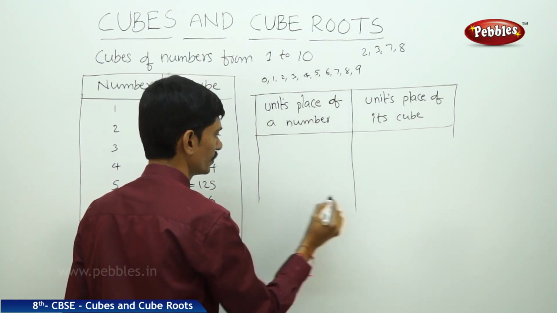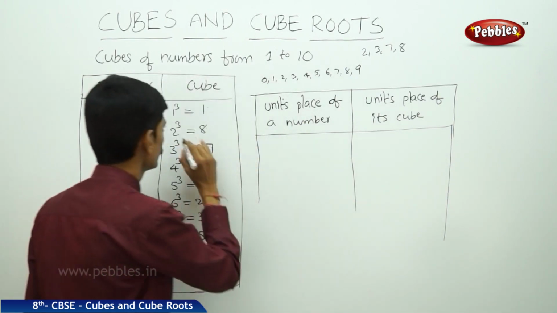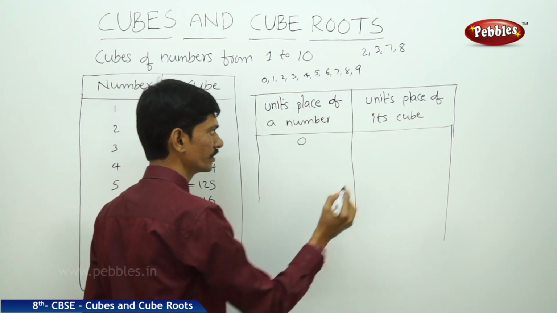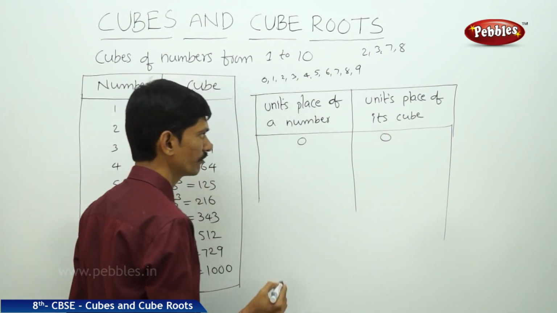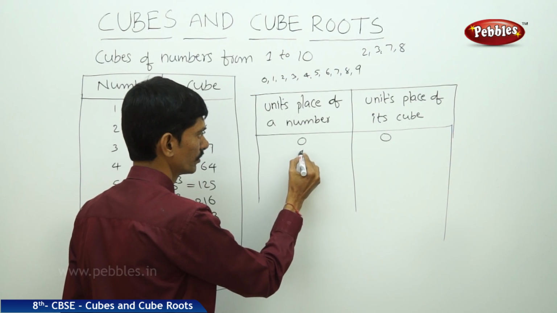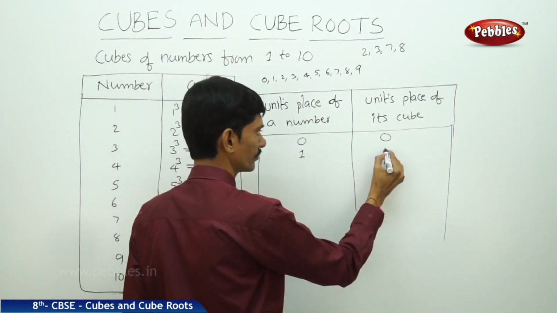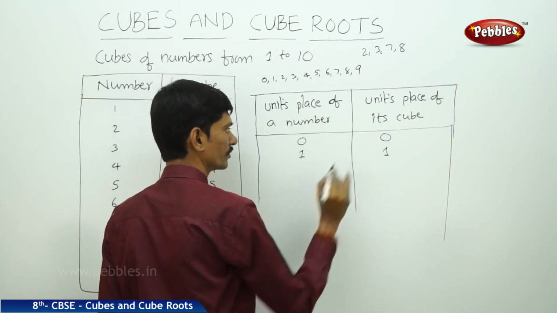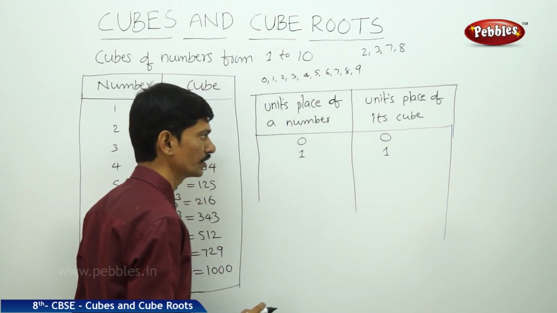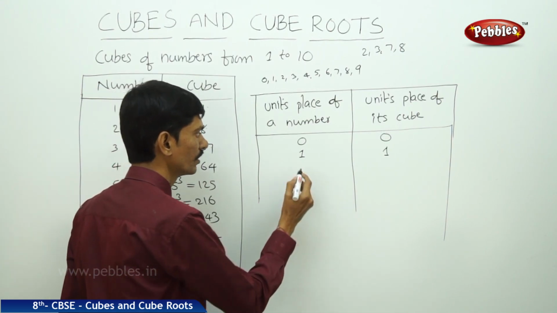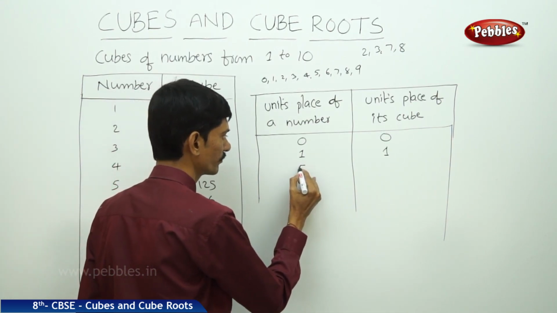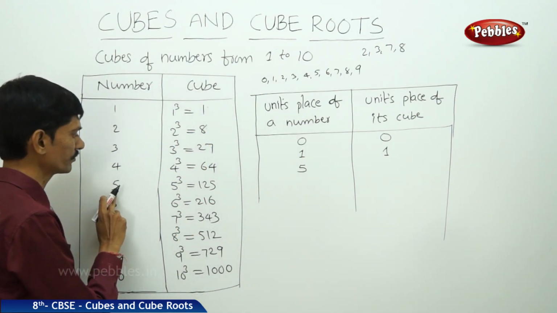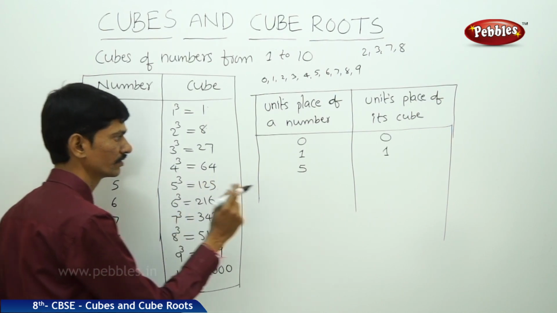Now if you observe the table, if the given number ends with 0, then its cube also ends with 0, and if the given number ends with 1, then its cube also ends with 1, because 0 cube is 0 and 1 cube is 1, and even 11 cube is 1331, so it ends with 1. And if the given number ends with 5, then what about its cube? See here, if the given number ends with 5, then its cube also ends with 5.